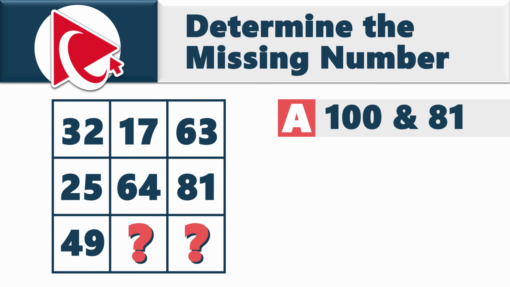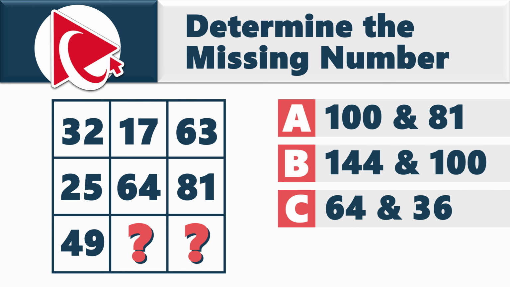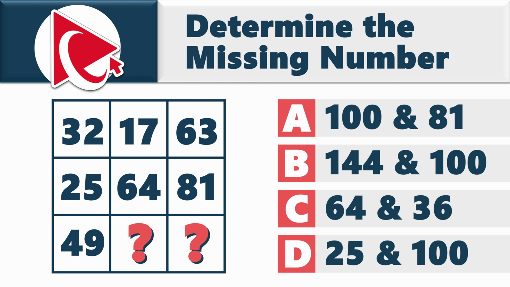Choice A, 181. Choice B, 2 numbers, 144 and 100. Choice C, 2 numbers again, 64 and 36. And last but not least, choice D, 25 and 100.